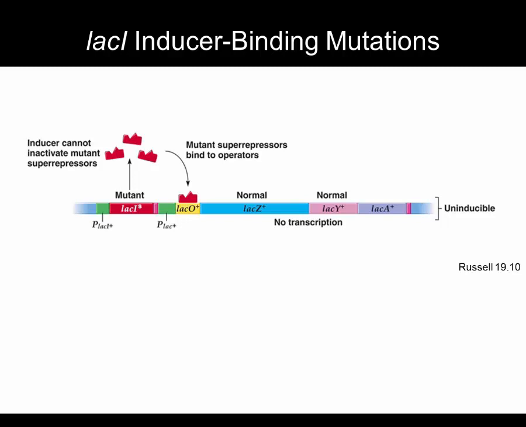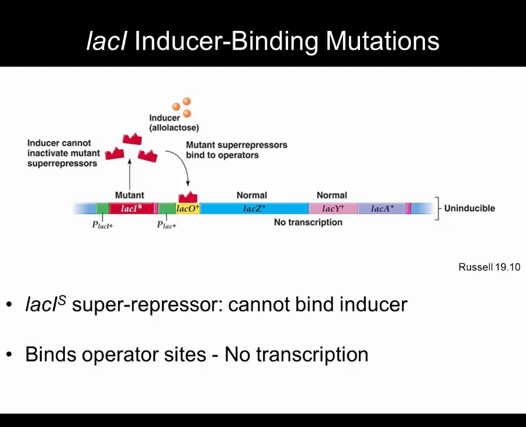It still forms tetramers, and it still binds the operator, so in the absence of allolactose, transcription is blocked like it should be. But if allolactose is added, the repressor won't bind it. It will still sit on the operator and block transcription. Expression is now uninducible. It will not occur under any condition. We call this mutant a lac-I superrepressor, and we use a superscript S in our notation.